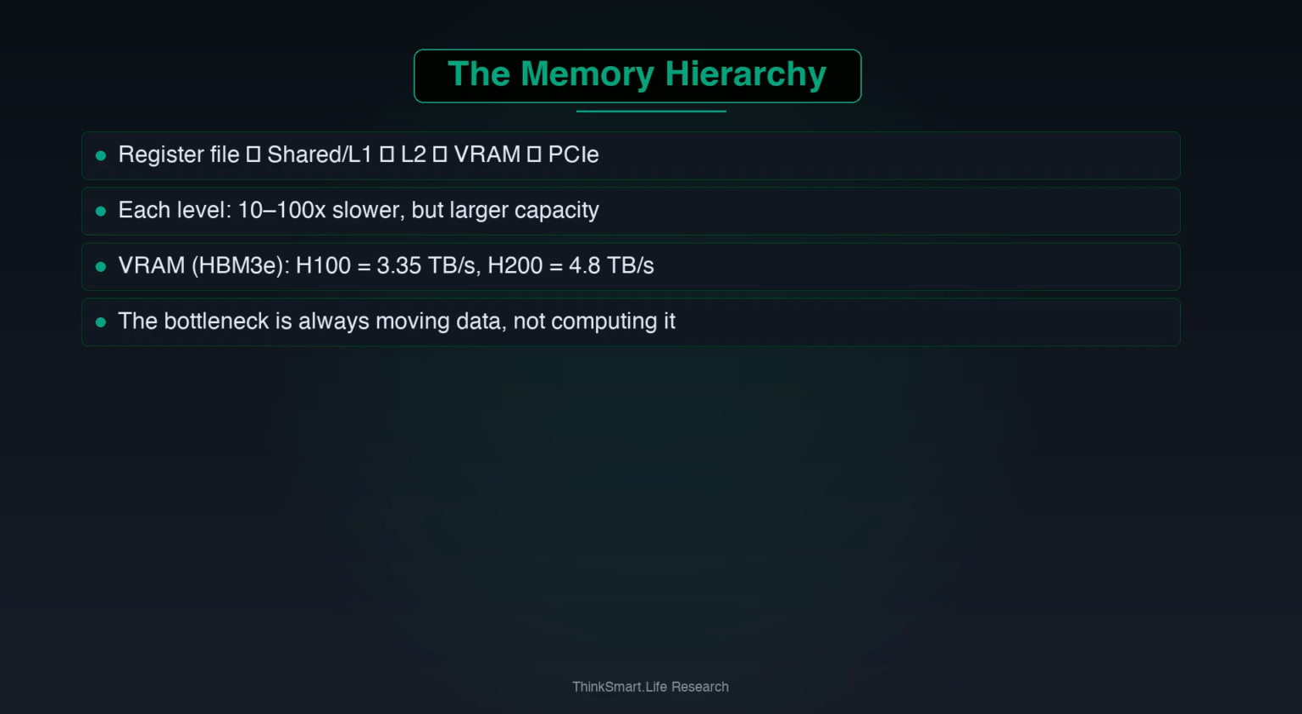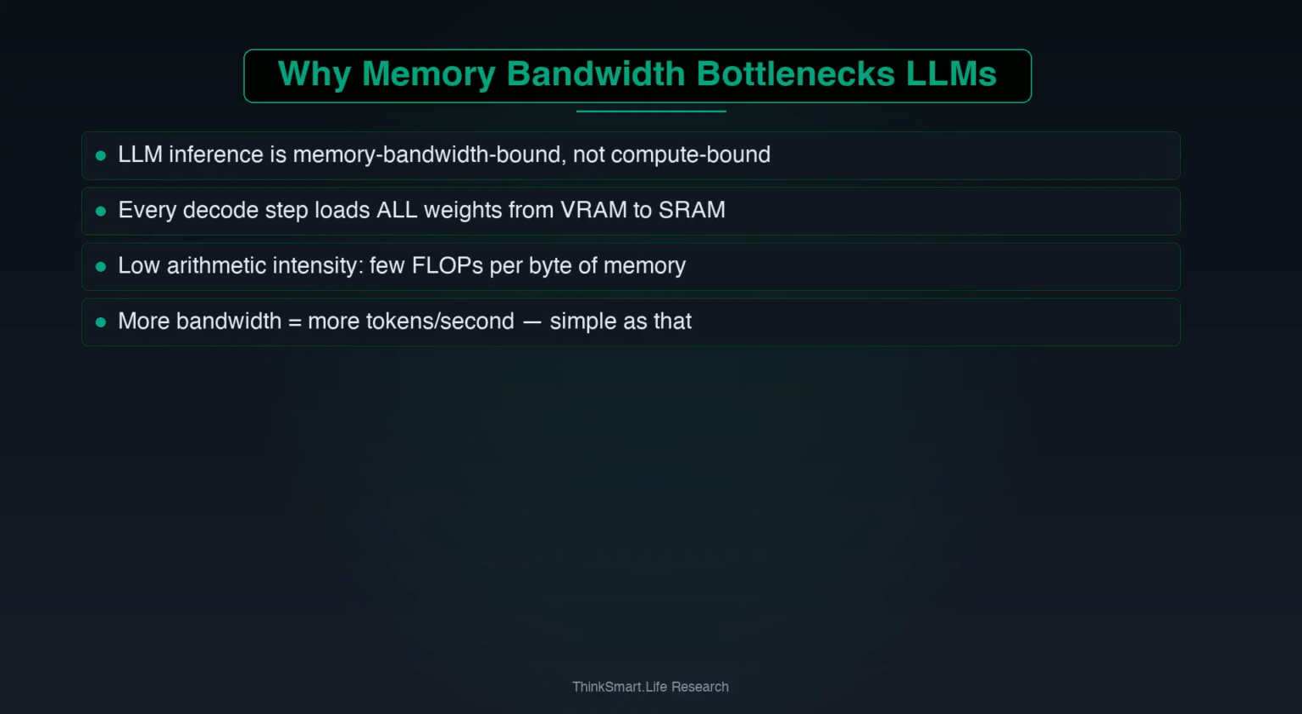Here's the fundamental insight for LLM inference. Flops don't matter. Memory bandwidth does. The concept is called arithmetic intensity, the ratio of floating point operations to bytes of memory accessed. When arithmetic intensity is low, you're memory bandwidth bound, not compute bound.